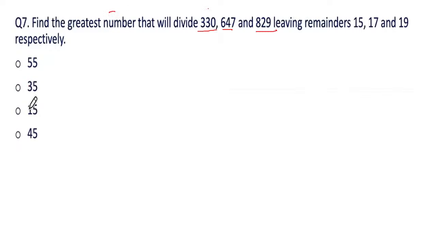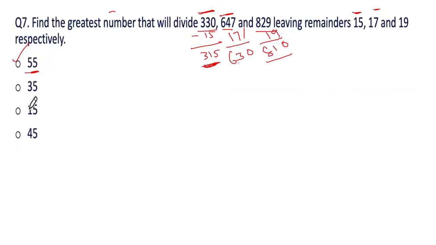First, what is the number you are having here? 330. When you divide with the greatest number, what is the remainder you are getting? 15. So just subtract this 15. 315 here, and from 647 what is the remainder? 17. Subtract the 17, 630. And from 825 subtract 19, so 810. So if you take option A, this 55 should divide all these numbers: 315, 630 and 810.